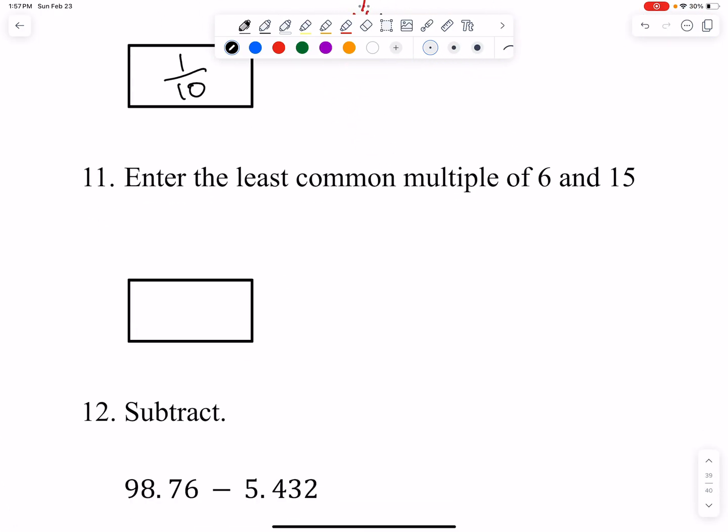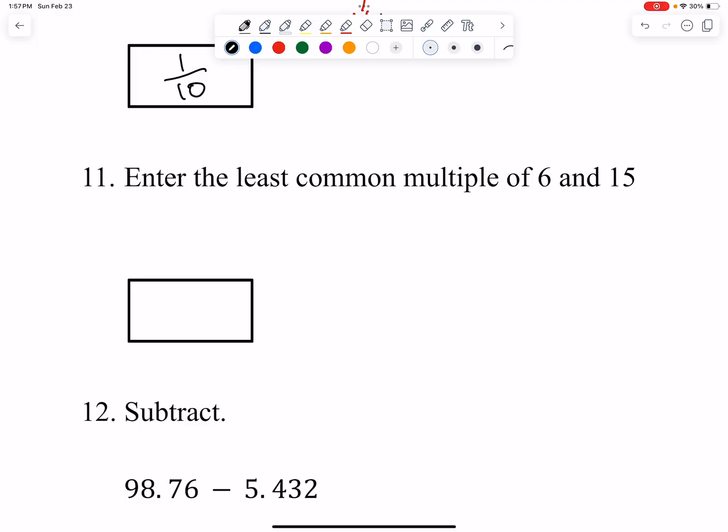All right, enter the least common multiple of 6 and 15. Oh, these are not that bad, guys. You guys got to get these right. So these ones, I always tell my students, it's okay to use your fingers. I use them every now and then when we have to count. Okay, it's not a big deal. Some of these are like, how good are your multiplication tables? Sometimes you're not, but you're good at counting.